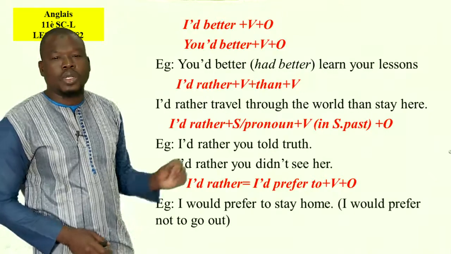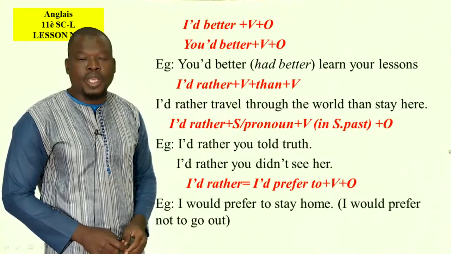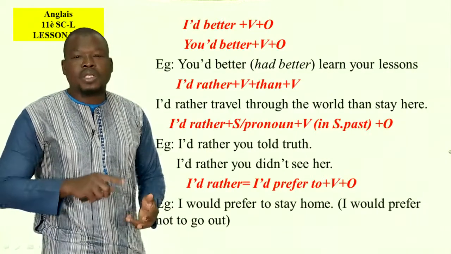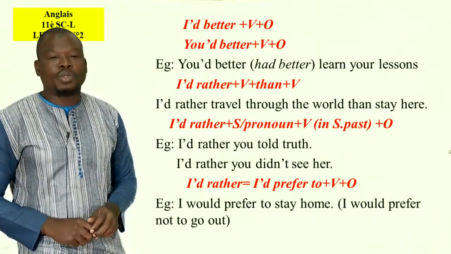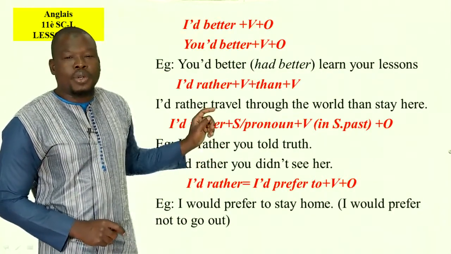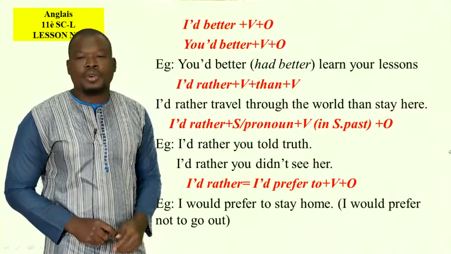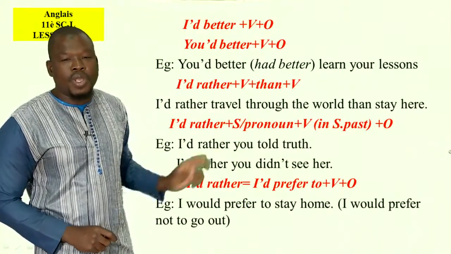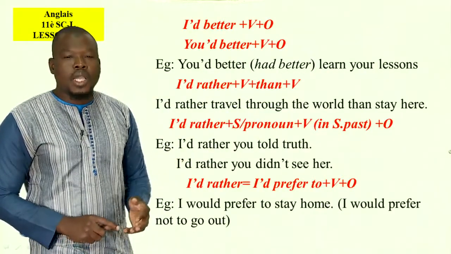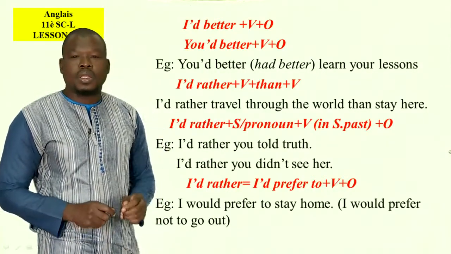Another expression: I'd rather plus a verb plus than plus a verb again. We have two verbs in this sentence. Okay, an example here: I'd rather travel through the world than stay here. The first verb is to travel and the second is to stay.